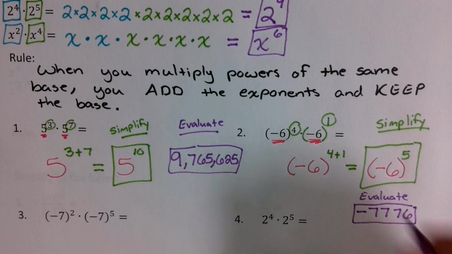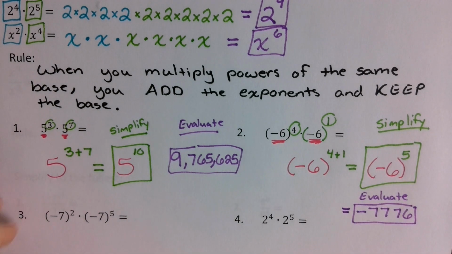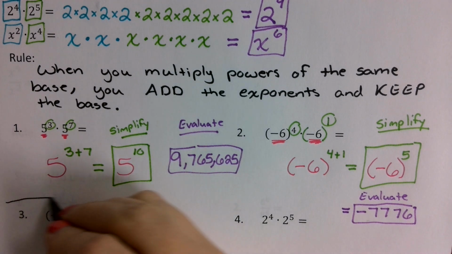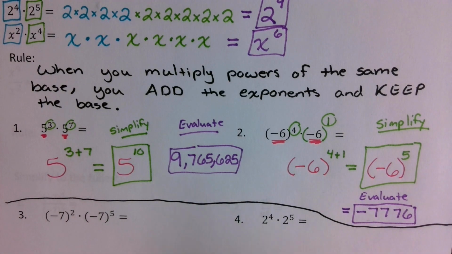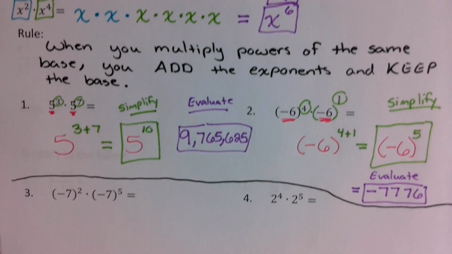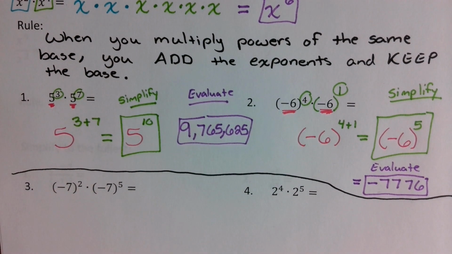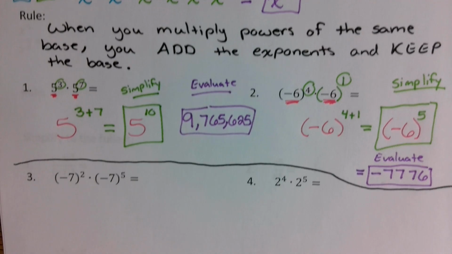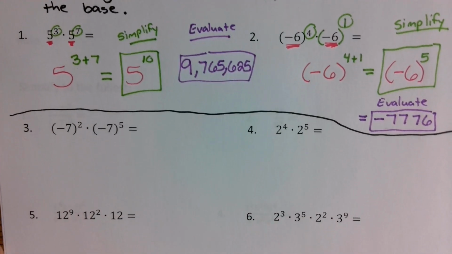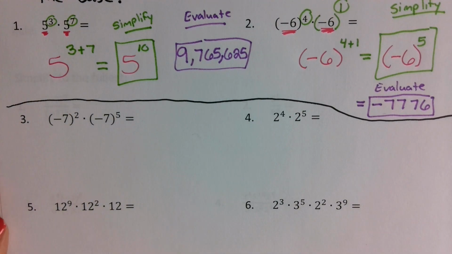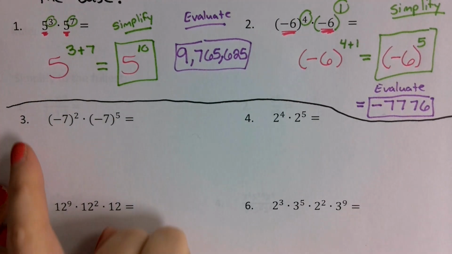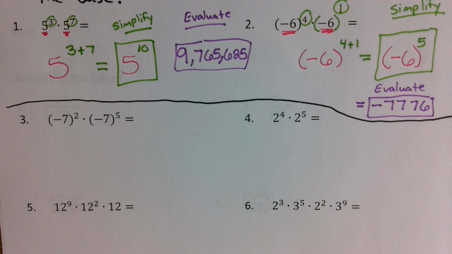Okay, you need to be able to know how to do both simplifying and evaluating, so that way whenever it asks you to do one or the other, you'll know what to do. I want you guys to go ahead and try problems 3 through 5, just 3 through 5 on your own. All right, let's take a look at problem 3, 4, and 5. Let's go ahead and focus on problem number 3.